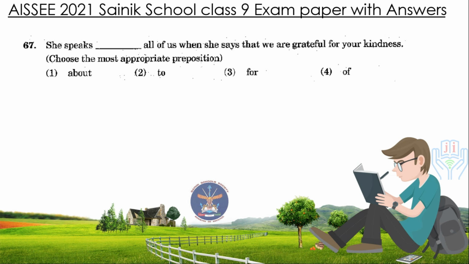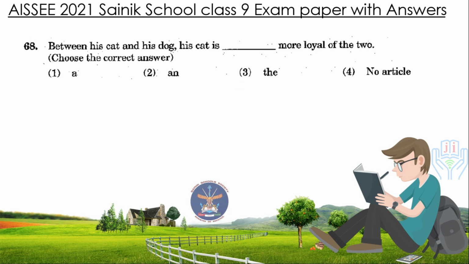She speaks dash all of us when she says that we are grateful for your kindness. She speaks for all of us when she says that we are grateful for your kindness. Between his cat and his dog, his cat is dash more loyal of the two. You need to give the correct answer. Between his cat and his dog, his cat is no article more loyal of the two.